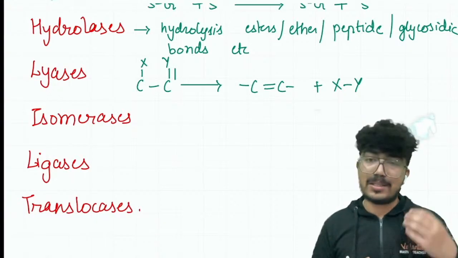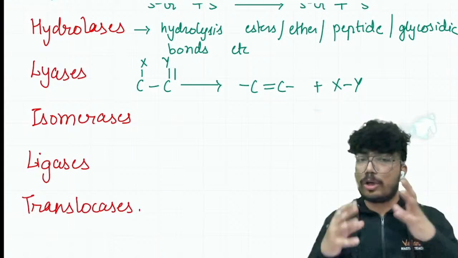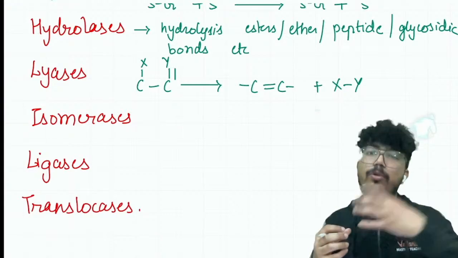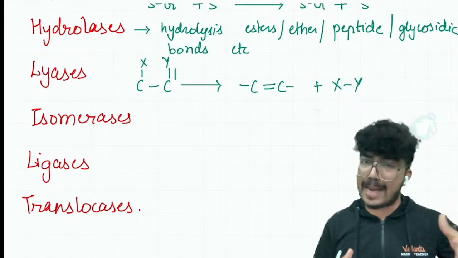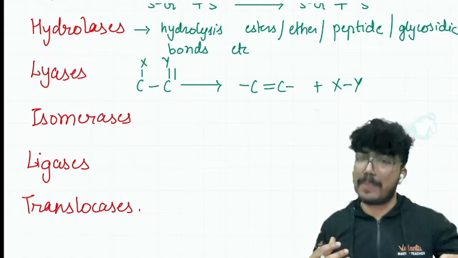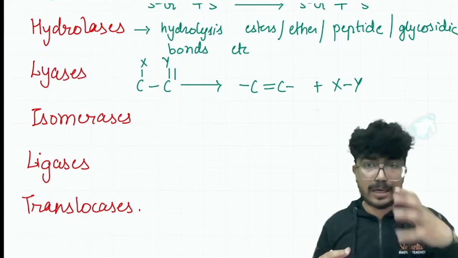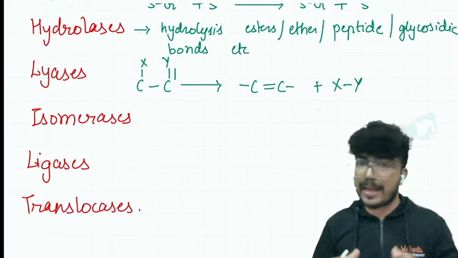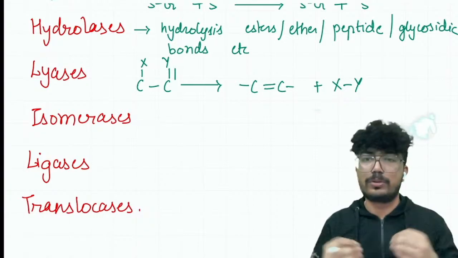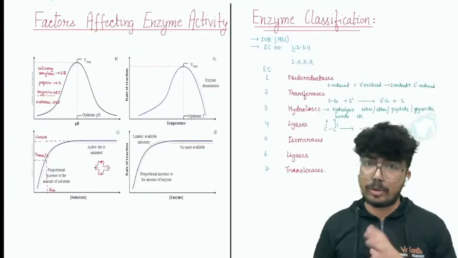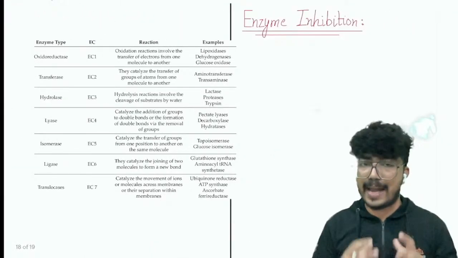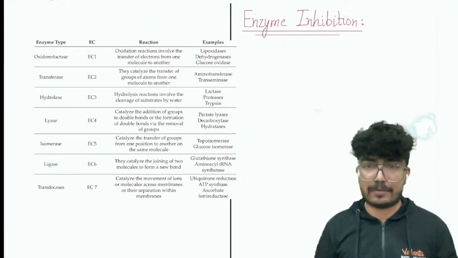So translocases, basically what do they do? Translocases cause the movement of some ions or some organic compounds across the membrane. They are involved in the movement of ions or organic compounds or some other substance across the membrane. So don't worry, I have brought a table about the enzyme classification from a very good research paper.